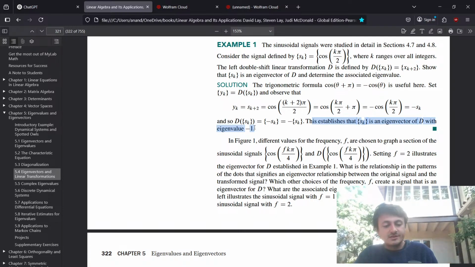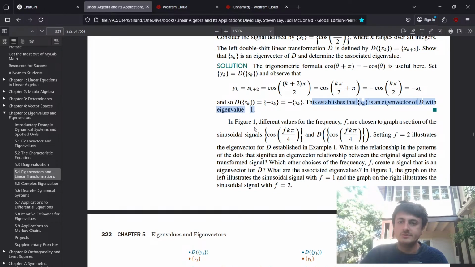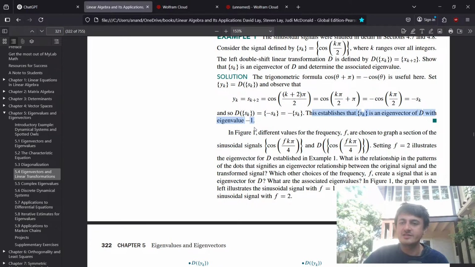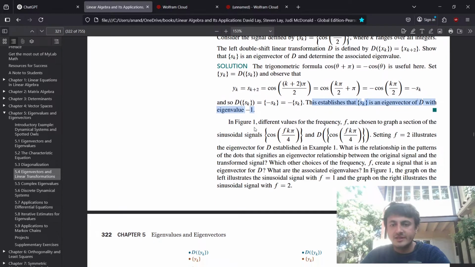Wow, this is a great example. Really stretches the imagination. That's super cool. So the vector itself is this infinite length list.